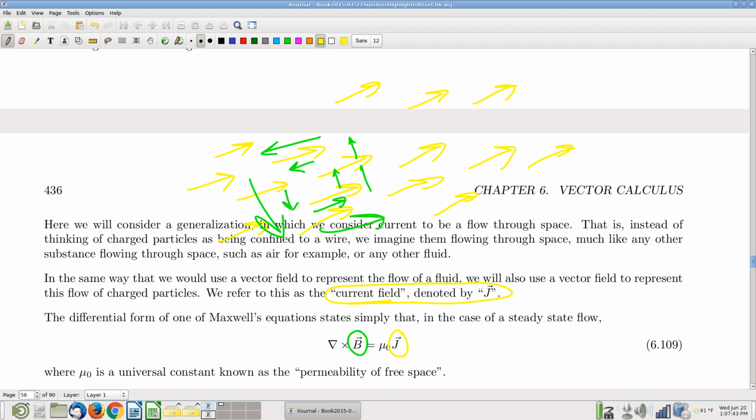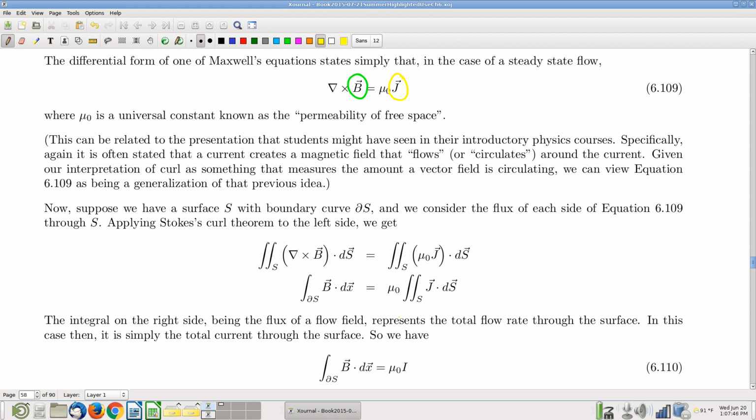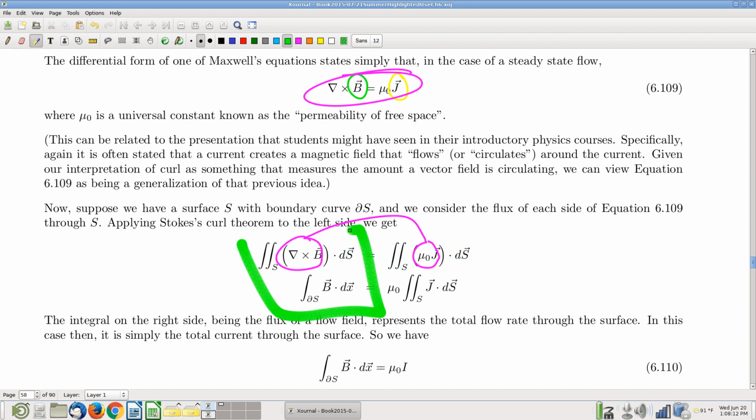So anyway, that's how that one works, and no surprise if you take this statement about the curl of the magnetic field being proportional to the flow field, the current field, and if you take a flux of both sides of that equation, well, check out what you have. Having taken a flux of both sides of the equation, Stokes' curl theorem now kicks in because I'm looking at a flux of a curl. Well, that's exactly what Stokes' curl theorem addresses. Flux of a curl is a circulation.